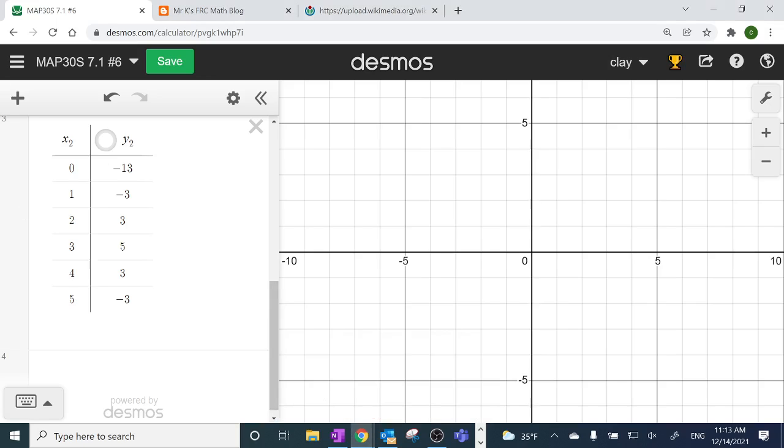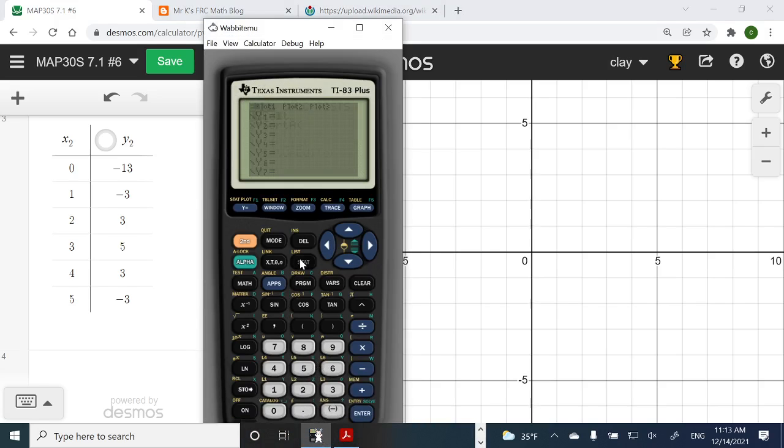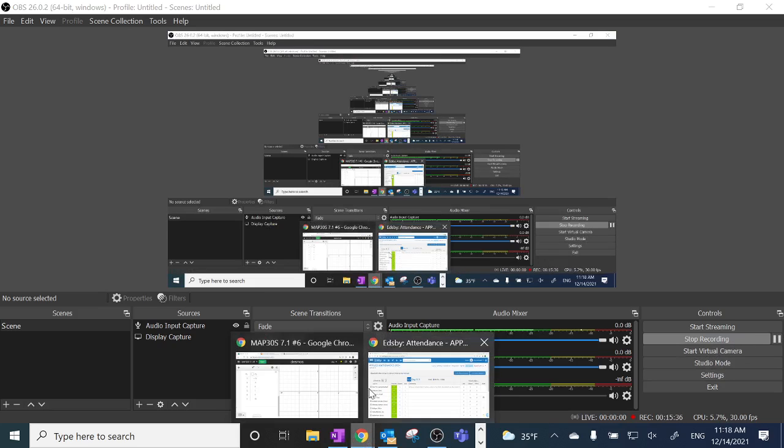And if you are using the TI, you can either erase the data that you already had in the TI, or you can do what I did and just put it in the next lists. I put it in L3 and L4. I just have to remember that that's where it is. Okay, so I'll pause the video and you can take a second and type in your data, whichever format, whichever technology you're using. Okay, hopefully that was enough time for you to get the data in.